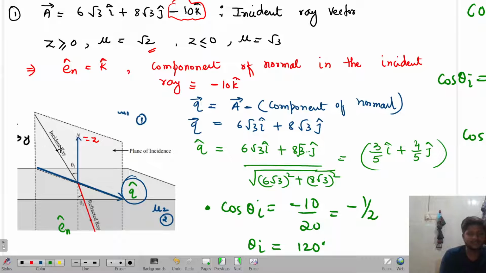Try to see this. The incident ray is pointing downwards, or not? Tell me yes or no. So for the downward vector, you got the angle as how much? 120 degrees. That means actually you have got this angle with the minus z axis, and that is equal to 120 degrees. So this angle theta should be 180 minus 120, and that is going to be 60 degrees. Got it or not?